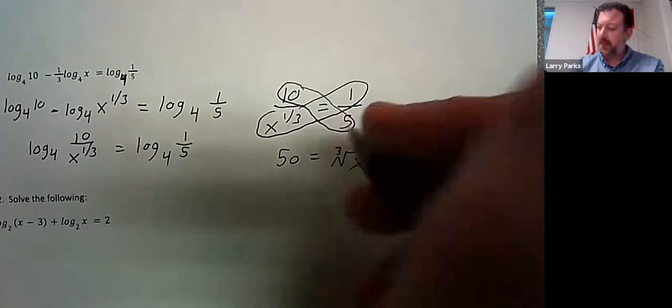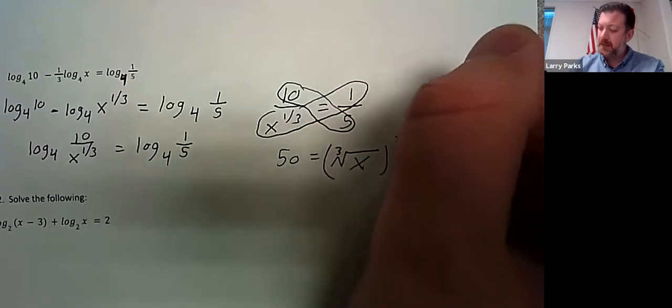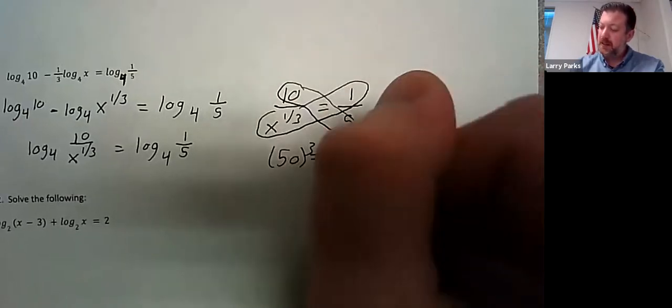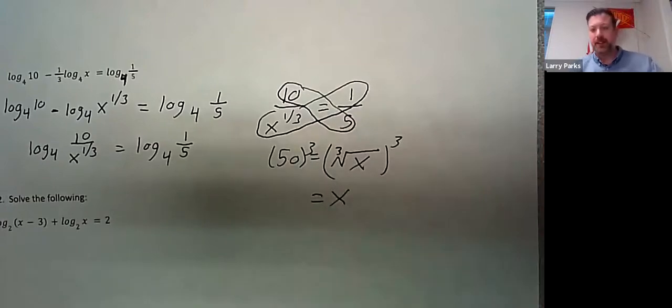Undo both sides by raising them both to the 3rd power. So x equals whatever 50 to the 3rd is, which makes sense why I gave it up. It's a big number, 125,000.